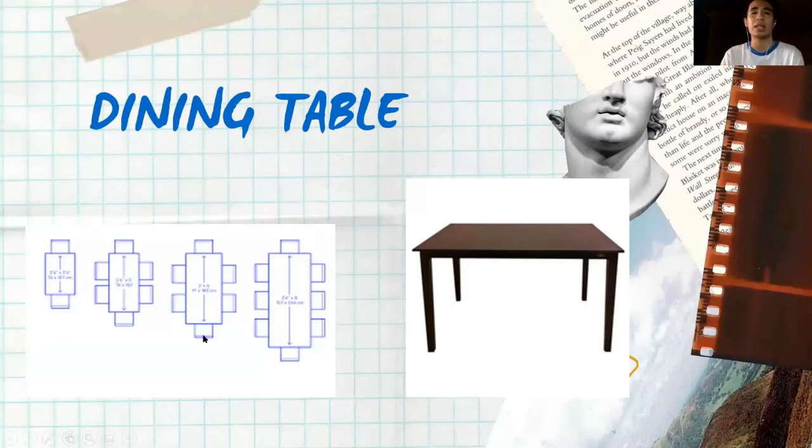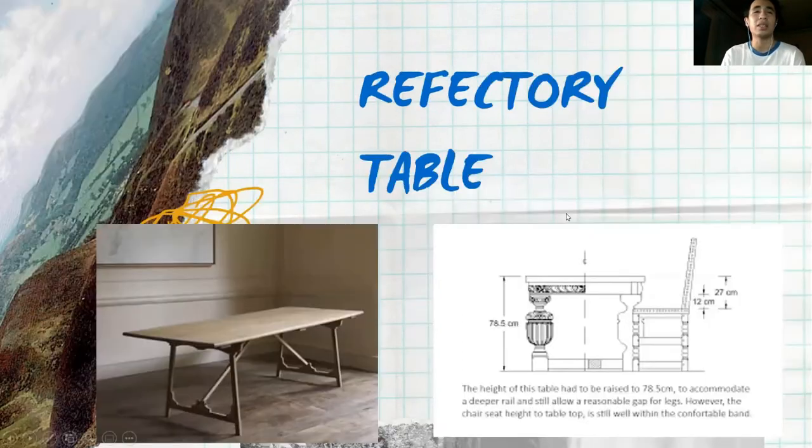Or the dining table. Again, it's commonly seen, we mostly have this. Different sizes, and it can still be longer. As you can see in the films, they have massively long dining tables. So let's move on again.